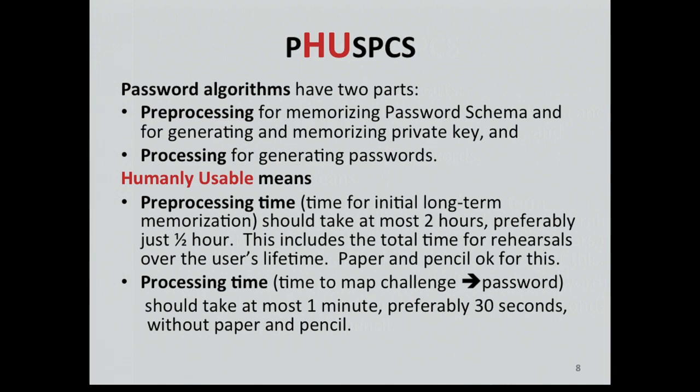It should go fast. Humanly usable means pre-processing time for initial long-term memorization should take at most 2 hours, preferably just half an hour. This includes the time for rehearsals over the user's lifetime. Paper and pencil, okay for this? I would allow that. Actually, you want to use paper and pencil because you're going to create a key for yourself and you want to be able to remember that key, so it's nice to have it on paper for a while. Processing time should take at most a minute, preferably 30 seconds, and you should do it without paper and pencil, totally in your head.